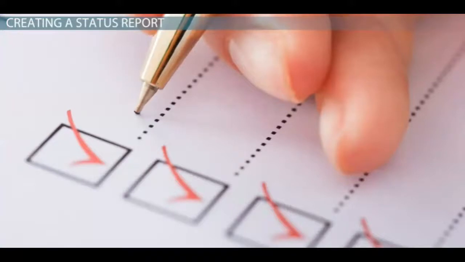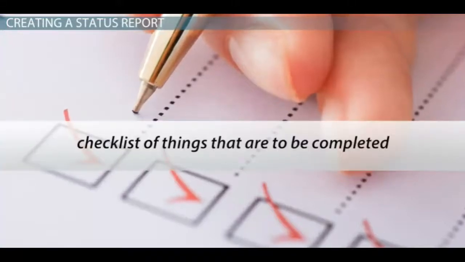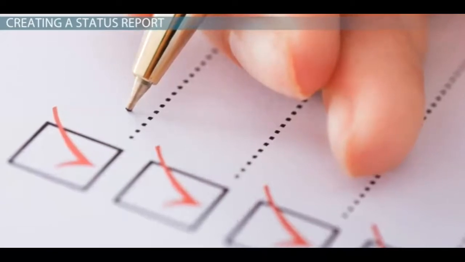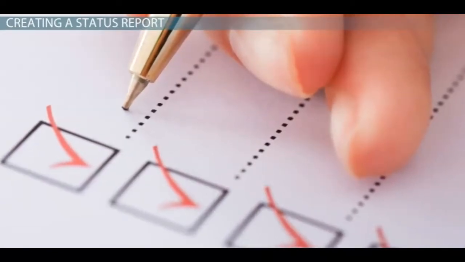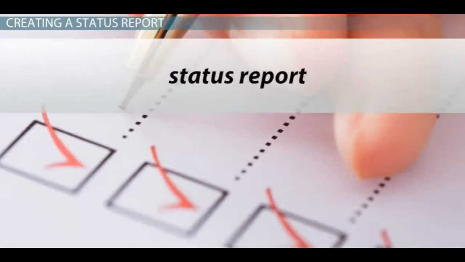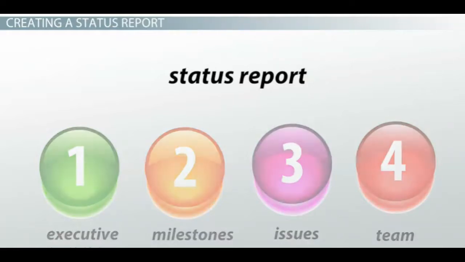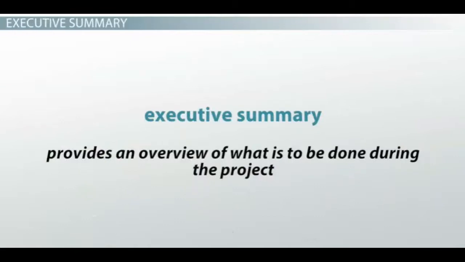To begin, project managers should create a checklist of things that are to be completed in order to ensure the project manager stays on task and completes the project in a timely manner. This checklist will become the status report, and it can be divided into 4 primary sections: the executive summary, milestones, issues, and team progress. The executive summary provides an overview of what is to be done during the project.